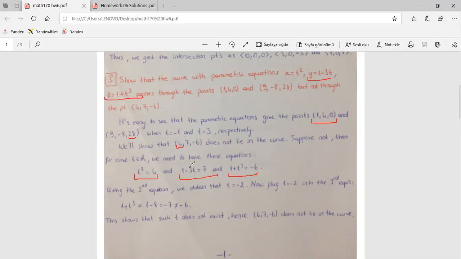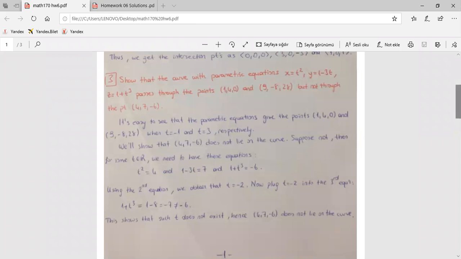So by using the second equation, we obtain that t equals minus 2. And if we plug t equals minus 2 into the third equation, we get minus 7 instead of minus 6. Which means that this point, 4, 7, minus 6, is not lying on the curve. So we're done with this problem.